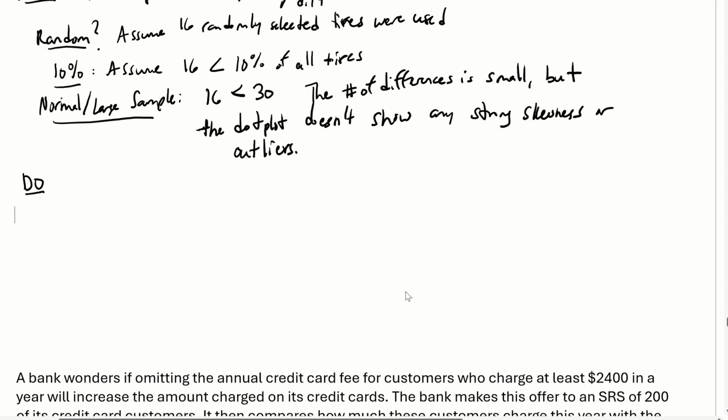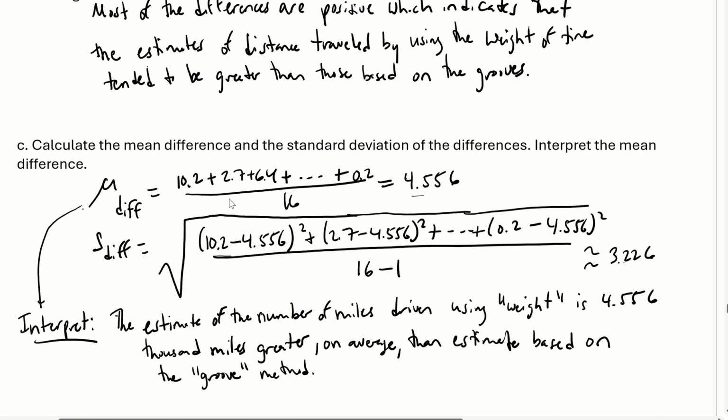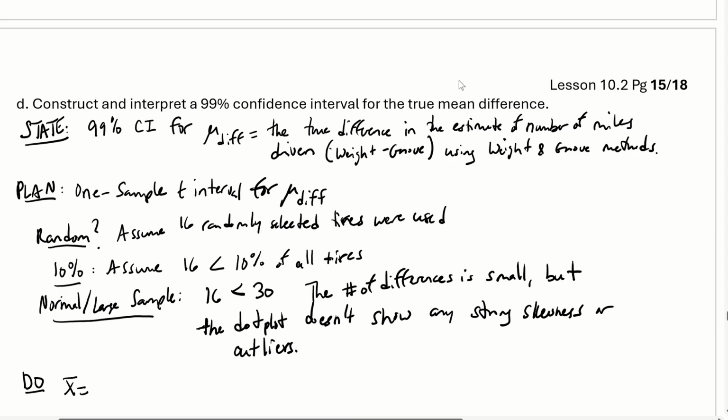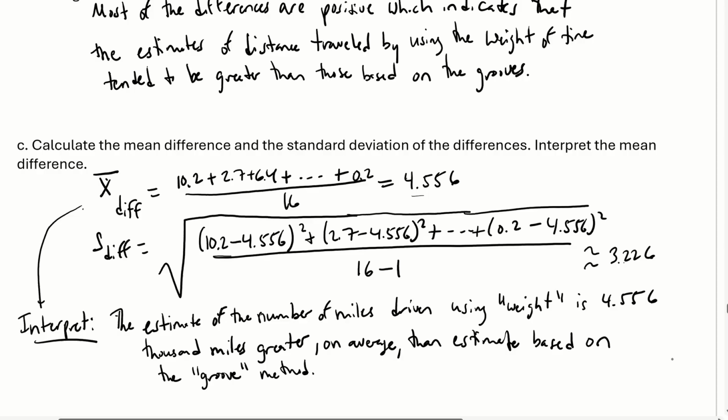Okay, so now we're going to do it. So that means we need to calculate the x bar, which we already did earlier, or the mu difference. Yeah, we calculated the mu difference rather: 4.556. And this is a typo. This should say X bar difference, not mu difference. So I apologize for that. X bar difference, because that's not the mu difference, because we don't know what the mu difference is. So X bar difference is 4.556. And then we got Sx is 3.226.